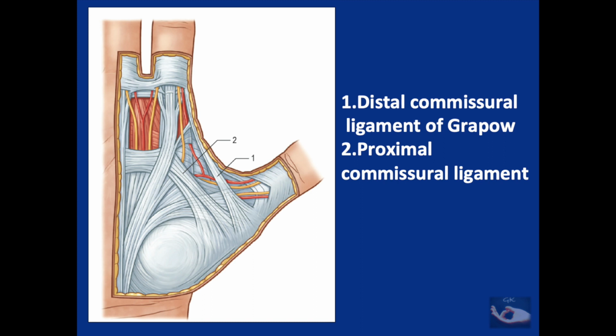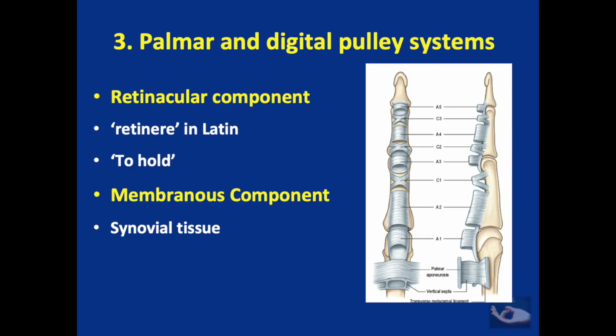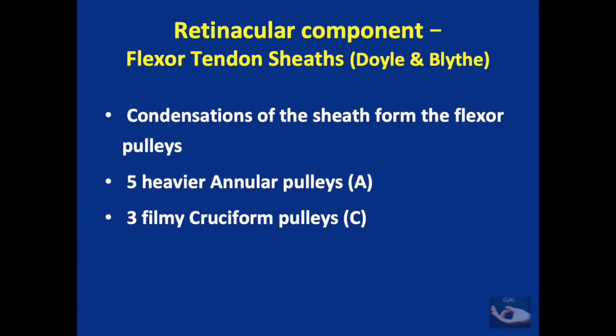These fibers also extend to the radial side over the thumb, forming the distal commissural ligament of Grapow and the proximal commissural ligament. The third and most important part of the retinacular system, which supports the flexor tendons, is the palmar and digital pulley systems. This consists of two components, the retinacular component and the membranous component. The retinacular component is derived from the word retinere, which means to hold in Latin. This literally holds the flexor tendon. The membranous component consists of synovial tissue. The retinacular component consists of the flexor tendon sheath. The condensations of the sheath form the flexor pulleys.